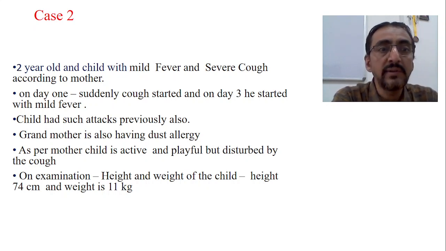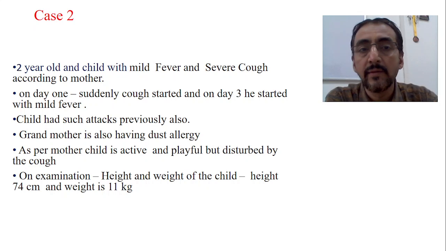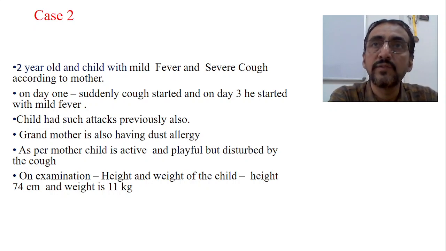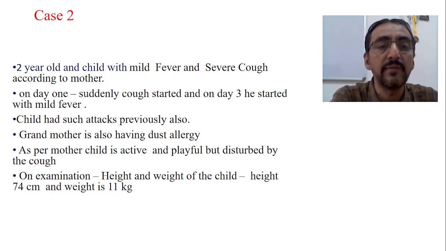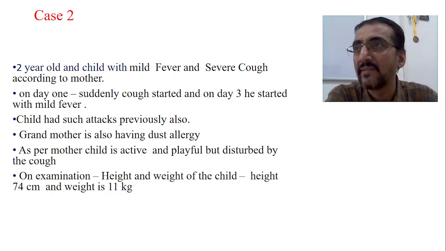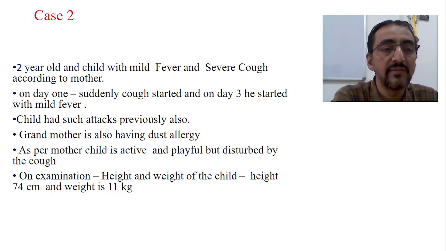She says that on day 1, the cough suddenly started, and on day 3, he also started with a mild fever. So one thing is very clear now: cough is the one which started in the beginning, and that severe cough was there for 1 or 2 days, and then on day 3 the child also started with a mild fever. According to the mother, this child has had such attacks previously also, once in every 15 days. So the mother was very bothered, worried and frustrated by this.